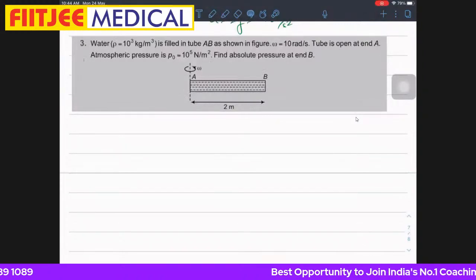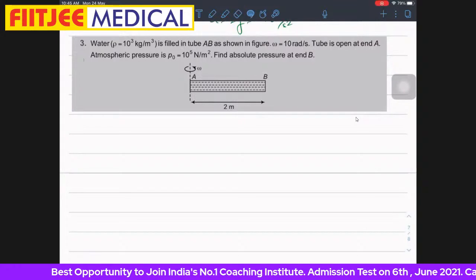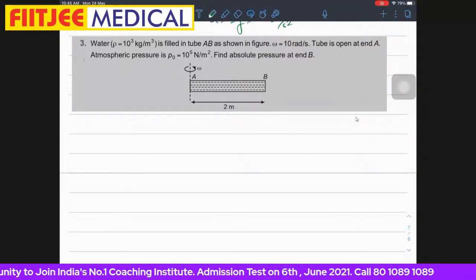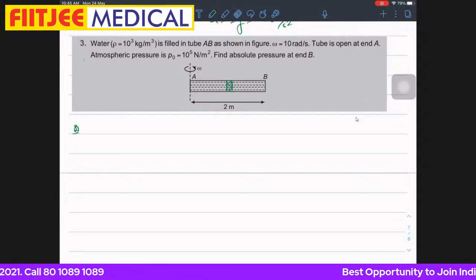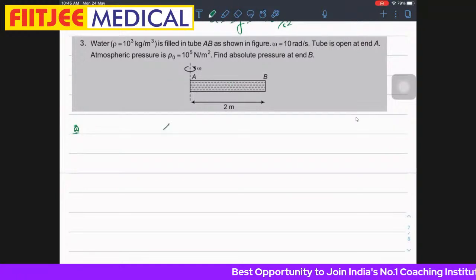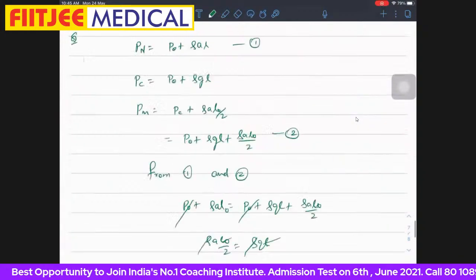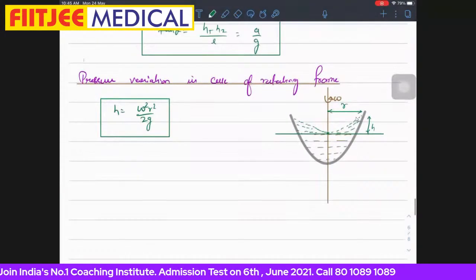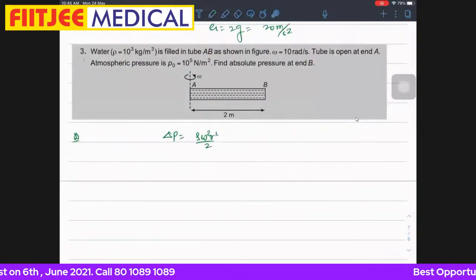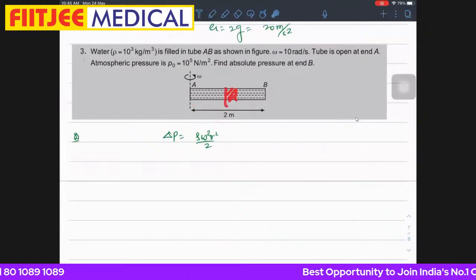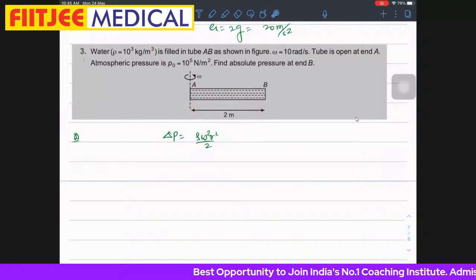See, we have been given a tube, a liquid filled in this way. The tube is open at end A. Find the absolute pressure at point end B. So if we take a small element here, or we can directly do it by the formula, you can write delta P equals rho omega square R square by 2. Same thing. Here the height will vary. If we take a small element, you can use this relation, and this is x. So this way it will come.